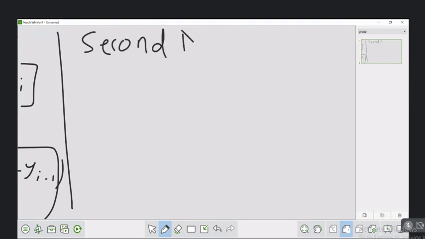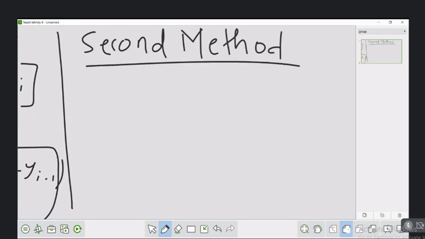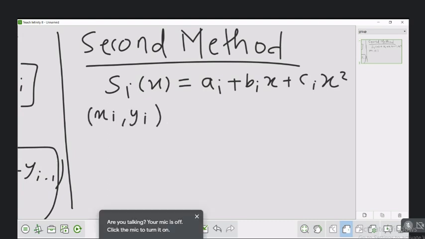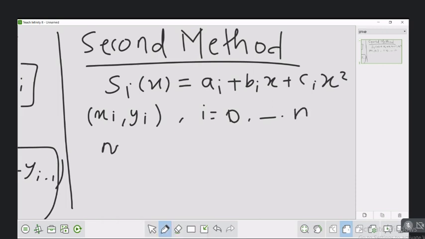So, finding a quadratic spline. We know that a quadratic spline is a quadratic polynomial on each piece, and we have the data set. We have n+1 data points.